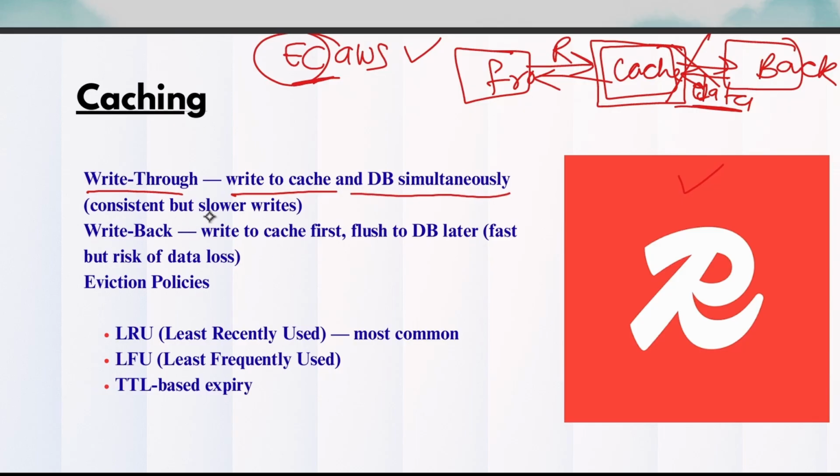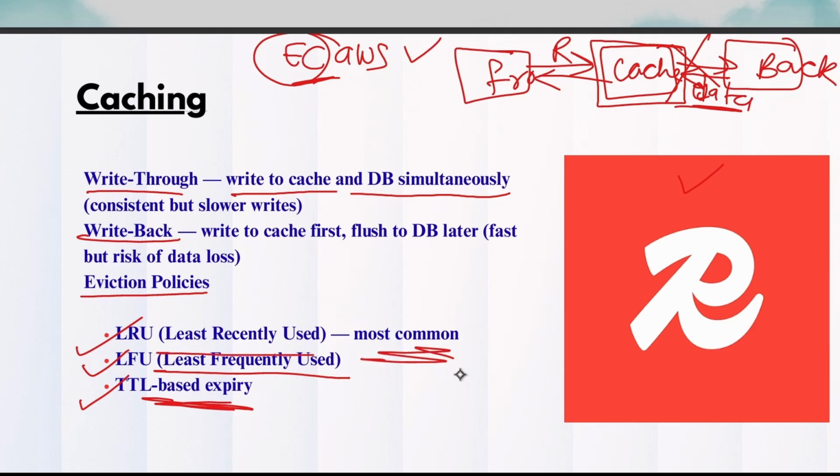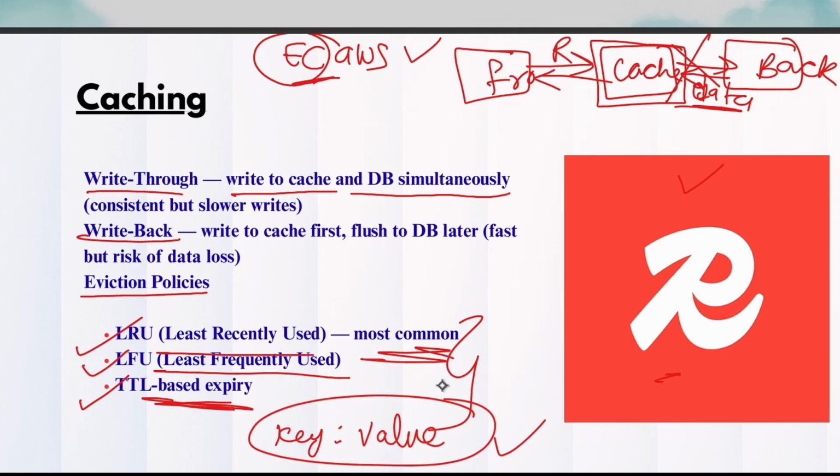Consistent but slower writes, and write back. And eviction policies, we have LRU cache, LFU cache, TTL cache, meaning based on expiry, least frequently used, least recently used. Okay, this is the common kind of stuff on how you can use the cache. Redis will store the data in the form of key value pairs. If you want to know more about cache, you can comment down below. I will make a separate dedicated video on Redis, or you can read the official documentation of Redis.